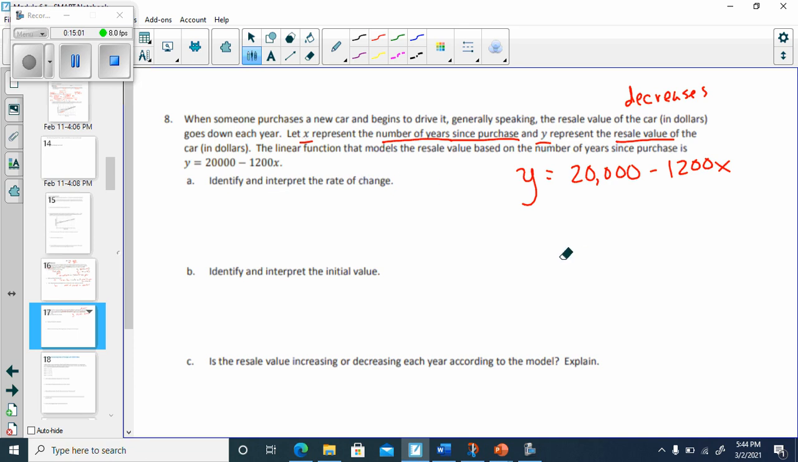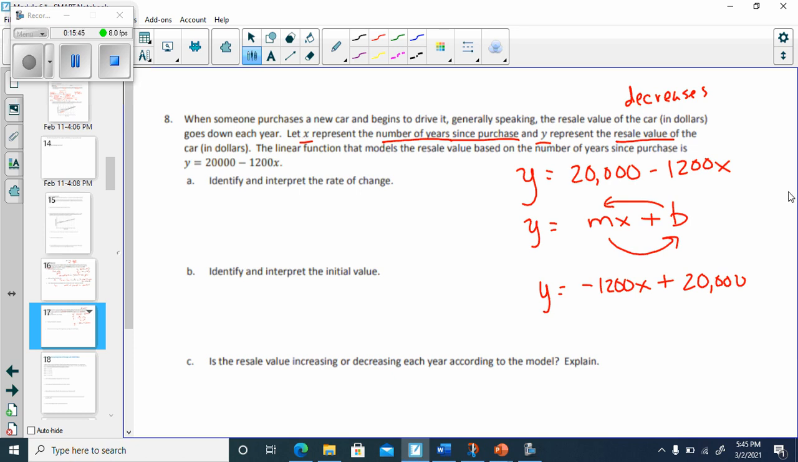Identify and interpret the rate of change. Well, you're going, wait a minute, that doesn't look like what we're used to seeing, y is equal to mx plus b, because there's no variable here, is there? What they have done is they have changed the place of the rate of change with the variable and the initial value. They swapped their locations. You can do that. That's the commutative property of addition. So you could also have written this as y is equal to negative 1200x plus 20,000. I swapped it back for you so you could see how it could look.